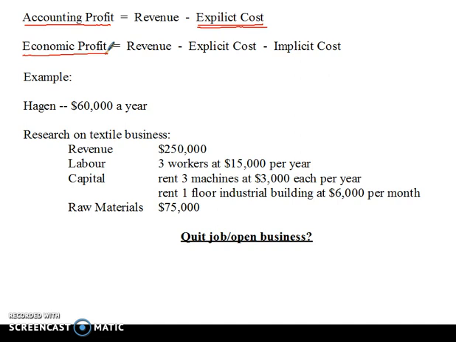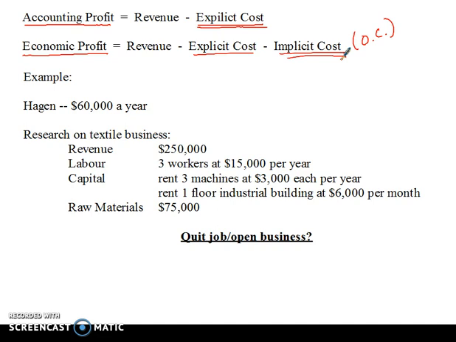Now, an economic profit is the revenue minus the explicit cost, but then also minus implicit cost. And the implicit cost really captures that opportunity cost concept. It's the money that you could have made if you would have produced something else.